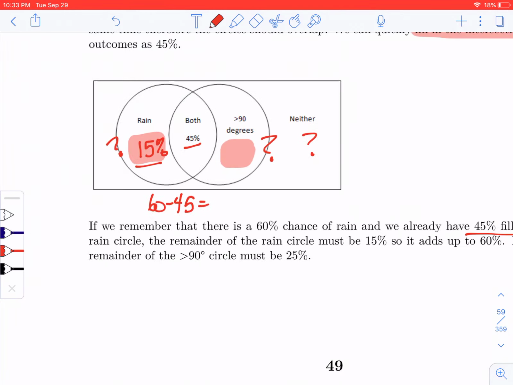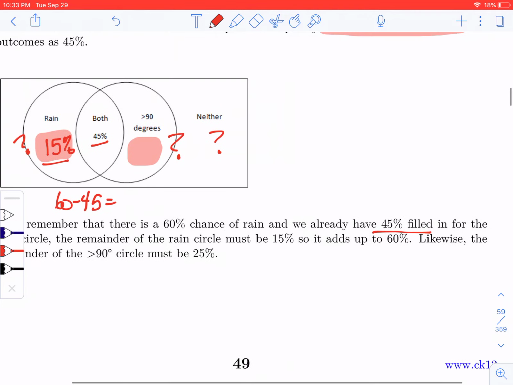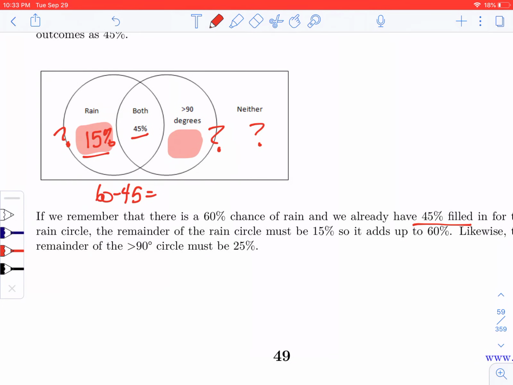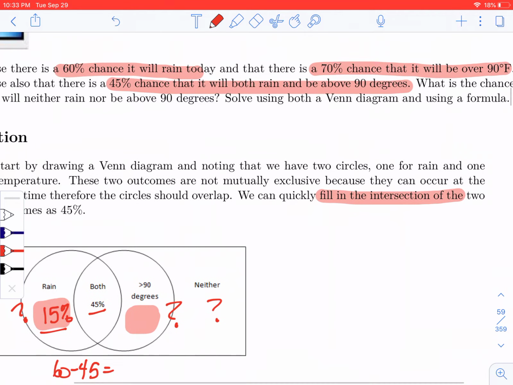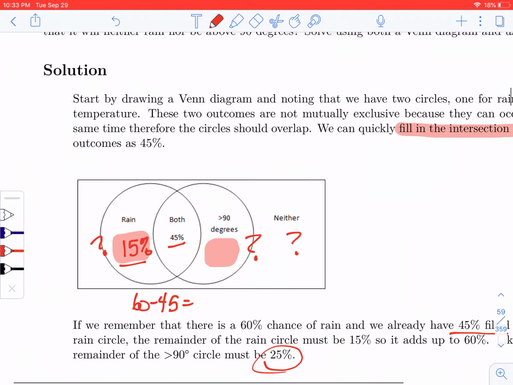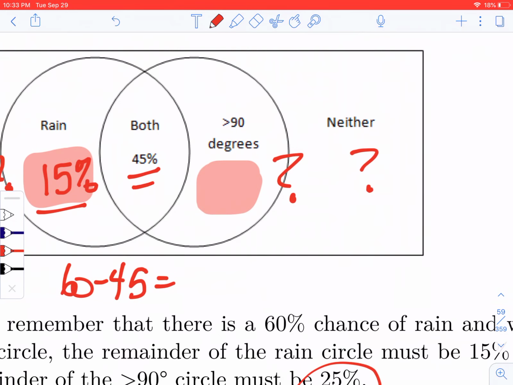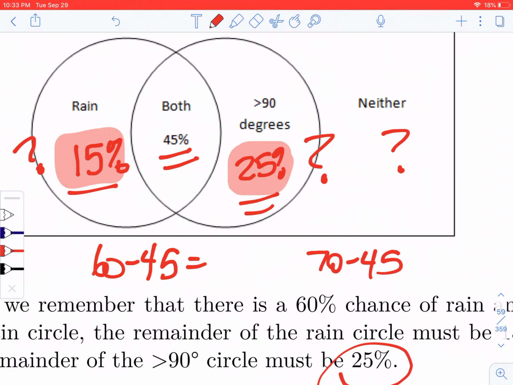Now again, I'm looking for the probability of it being over 90 degrees. I'm having a little bit of a hard time finding it. Maybe if we look, no, that's not it. There, 70% chance that it will be over 90 degrees. So if I take the 45 and take it out from the 70, that's going to leave me 70 minus 45 is 25. So I have a 25% chance of it being just over 90 degrees. No rain. All right.